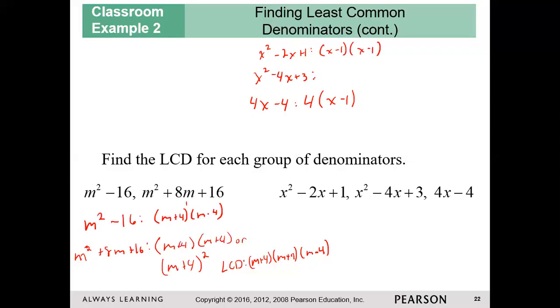That's a perfect square trinomial. And this one is going to be x minus 3 and x minus 1. So of course, when it comes to the LCD, it is the product of each individual factor raised to the highest power. This is going to be x minus 1 squared, so that guy is going to be part of the LCD. Of course, this 4 is going to be part of the LCD, so it'll be 4, x minus 1, another x minus 1, and then this last but not least guy over here, x minus 3.